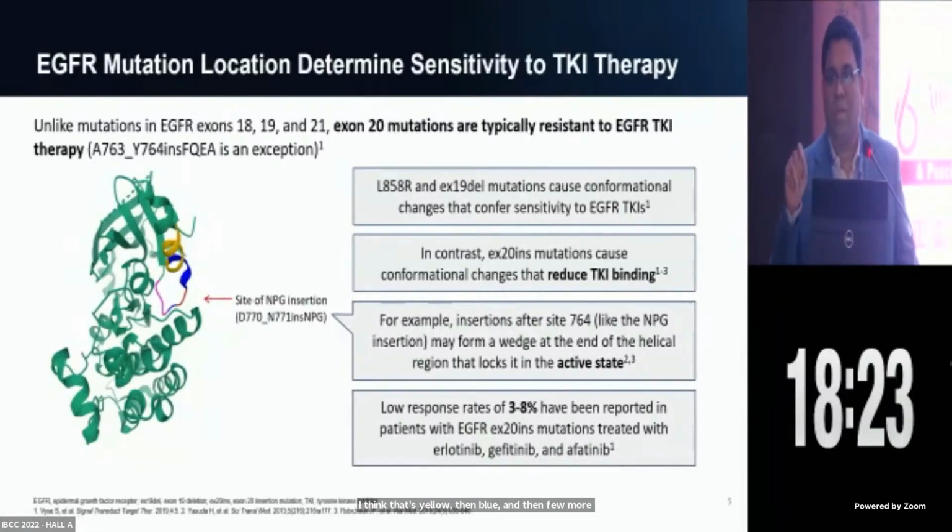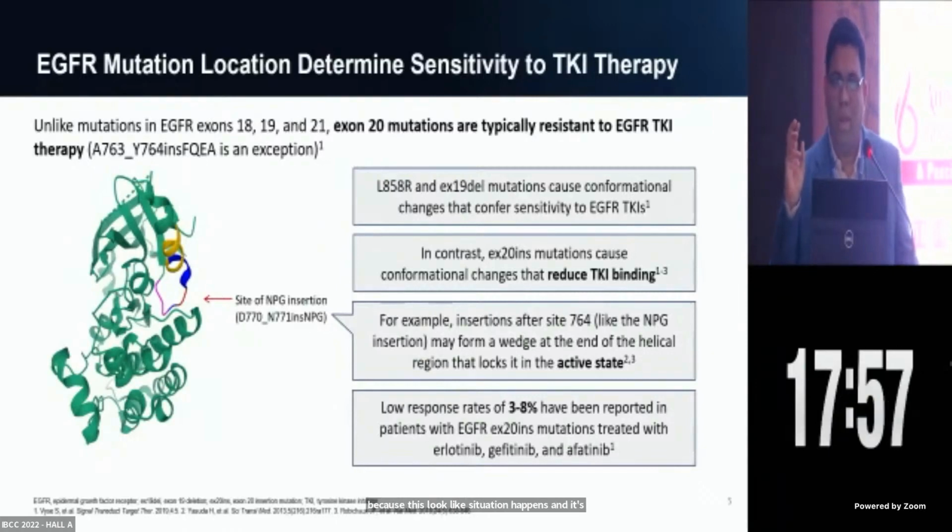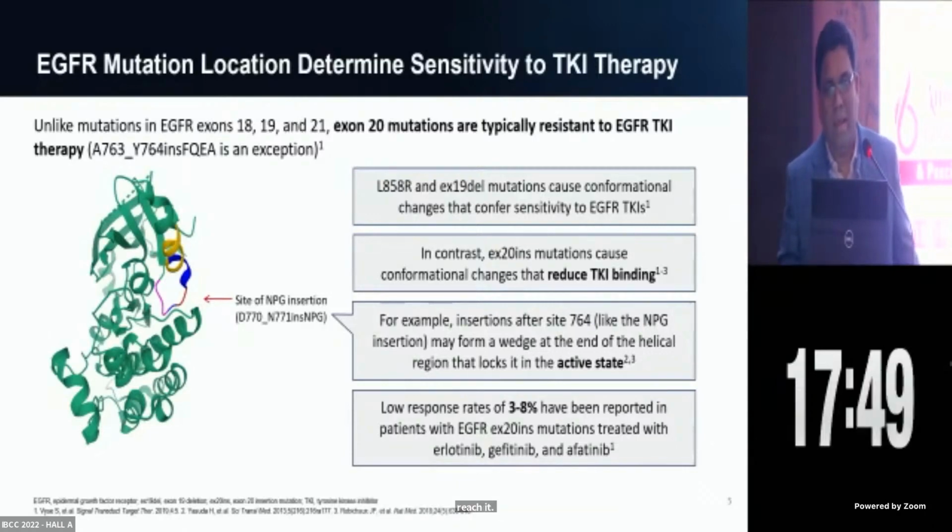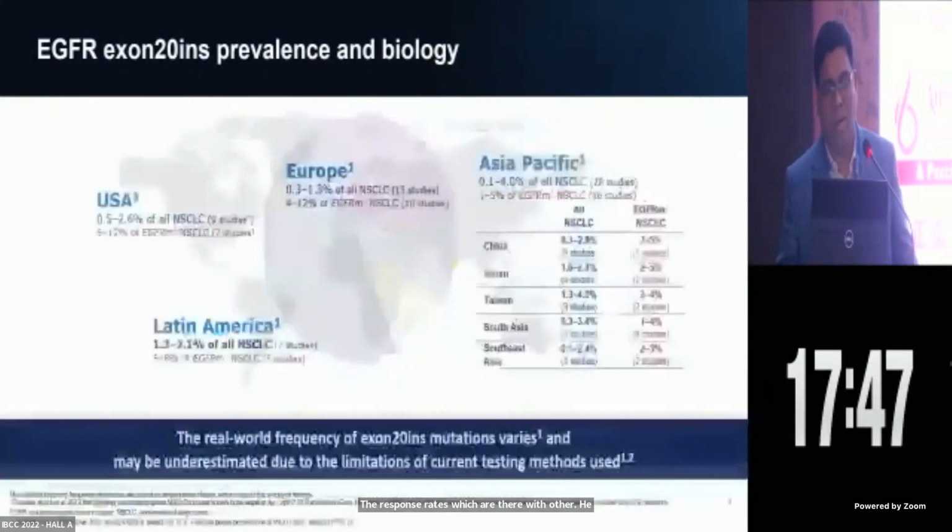In this loop, a conformational change happens when the insertion comes in. And when the conformational change happens, the first generation, second generation, and even third generation TKIs cannot reach up to this point. A lock-like setting happens which activates the ATP continuously, and because of which continuous signals go for proliferation. Because this site cannot be approached allosterically and the molecules cannot reach it, the response rates with other TKIs in this setting are quite low.